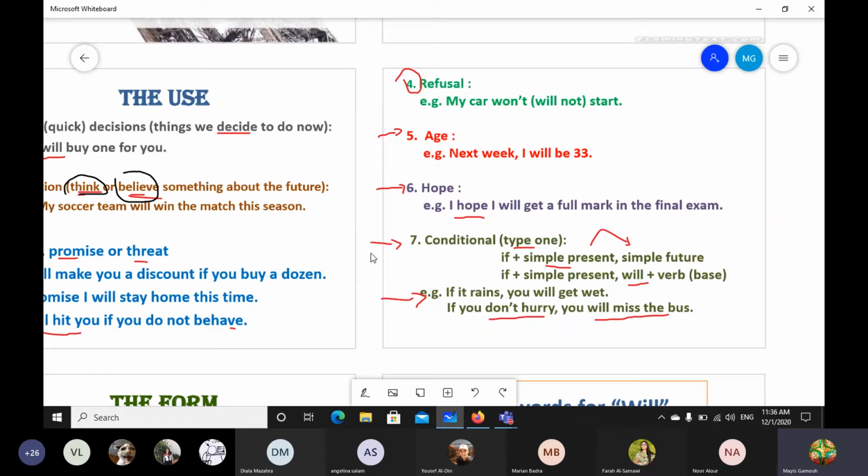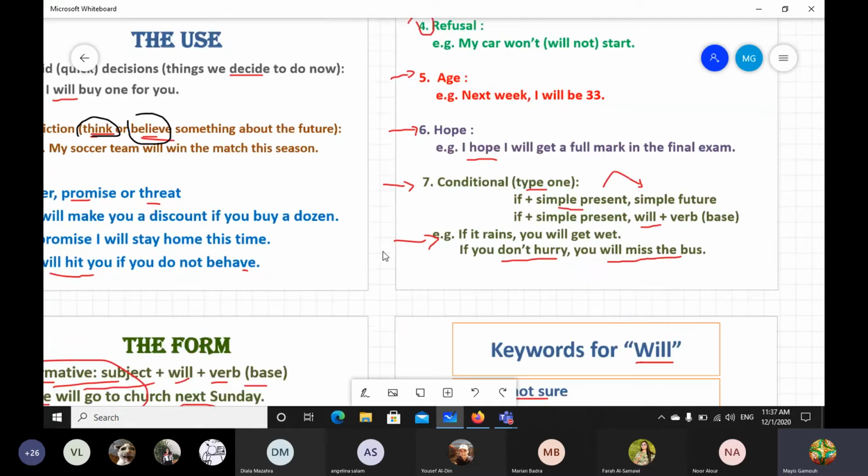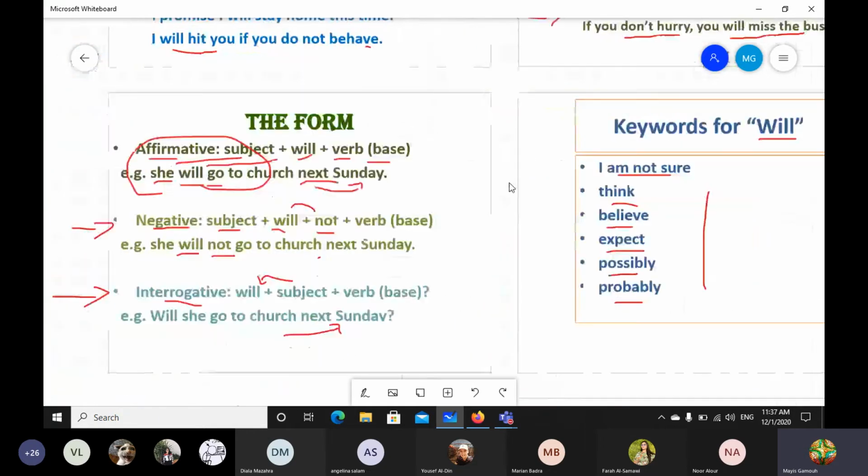Thank you, dear. So here the seventh and last use for will is the conditional clauses, type 1. The first part of the sentence will be if plus the simple present, and if this thing happens, the second part will be in the simple future by using will plus the verb, and it has to be in the base form. If it rains, you will get wet, or if you don't hurry, you will miss the bus. And we also talked about the form.